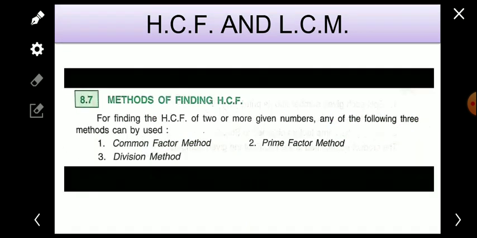Now methods of finding HCF. How to find the HCF of the given numbers? HCF of two numbers or HCF of more than two numbers. There are various ways, many ways to find out the HCF of the given numbers, and these methods are like the common factor method. First method is that we can find it using the common factor method. Then the second method is the prime factor method, and the third one is the division method.